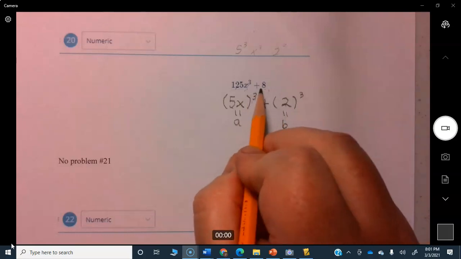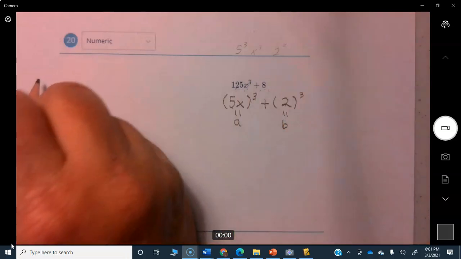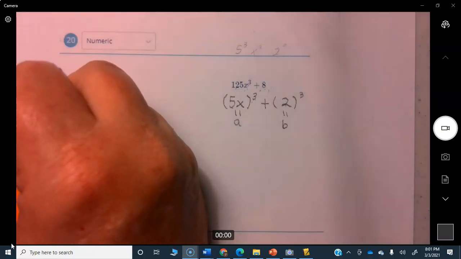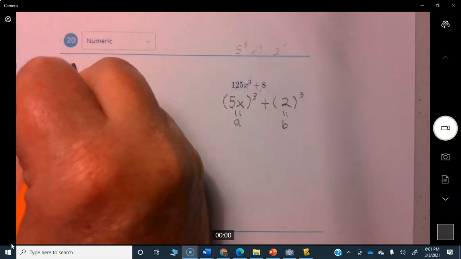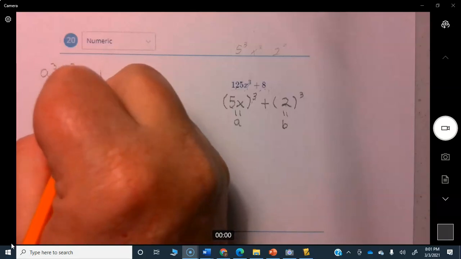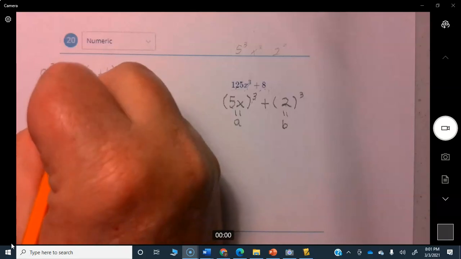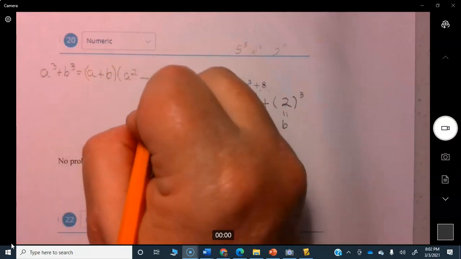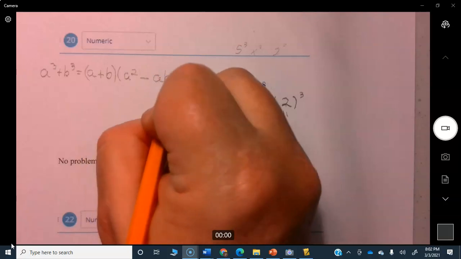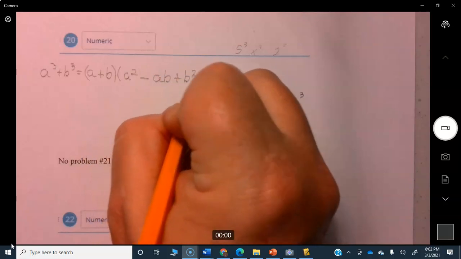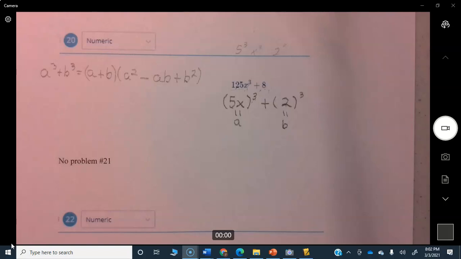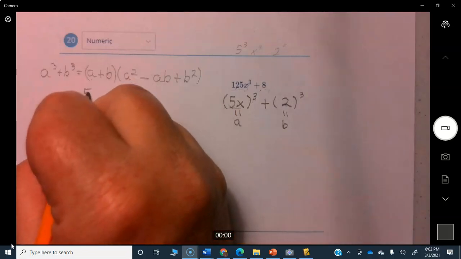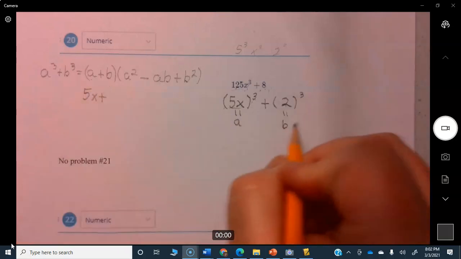And this is the sum of cubes. So it's going to be a cubed plus b cubed equals a plus b, times a squared, and then the only minus sign you have is right there, minus ab plus b squared. Okay? So a is 5x plus b is 2.